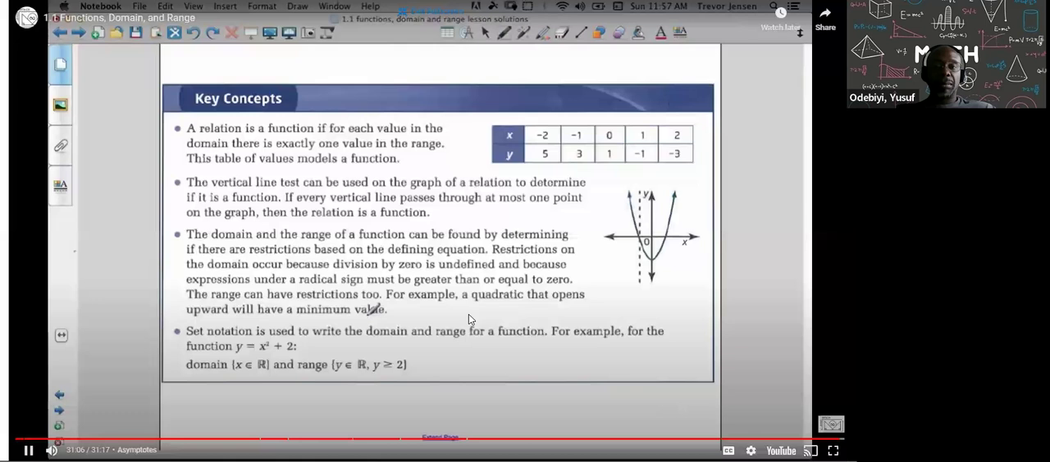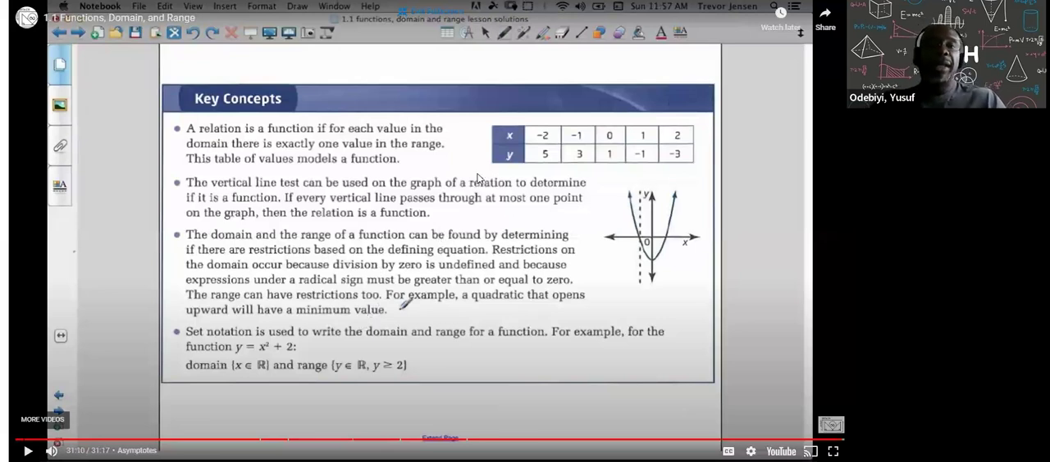And I think that's it. If you want, you can pause the video here, read through these key concepts. Okay, so let me stop the video here.